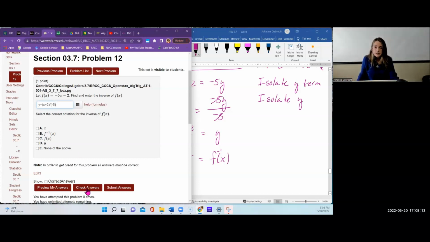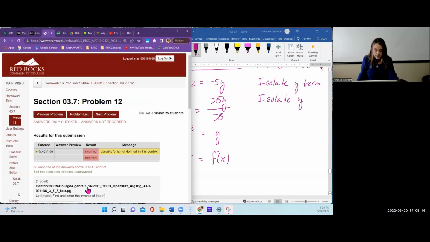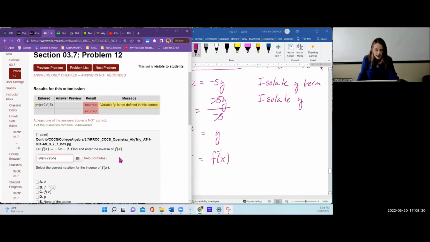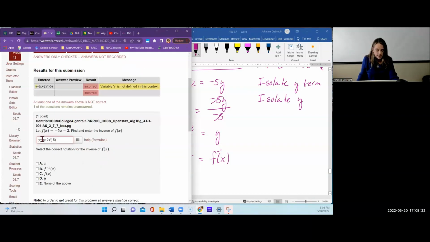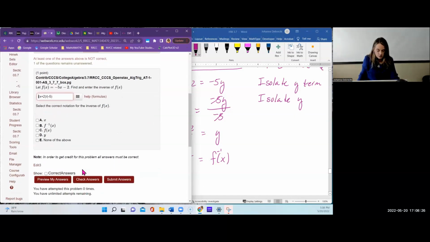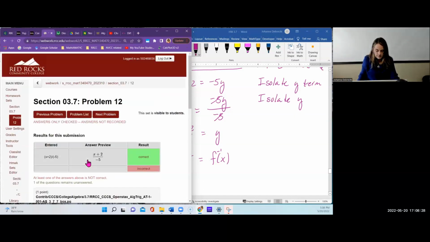Let's check our answer and see if it likes the form I answered it in. Nope, it does not want the variable y. I'm guessing that it doesn't want anything and just wants the right side. Let's try that and see if that works. That's what it's looking for.